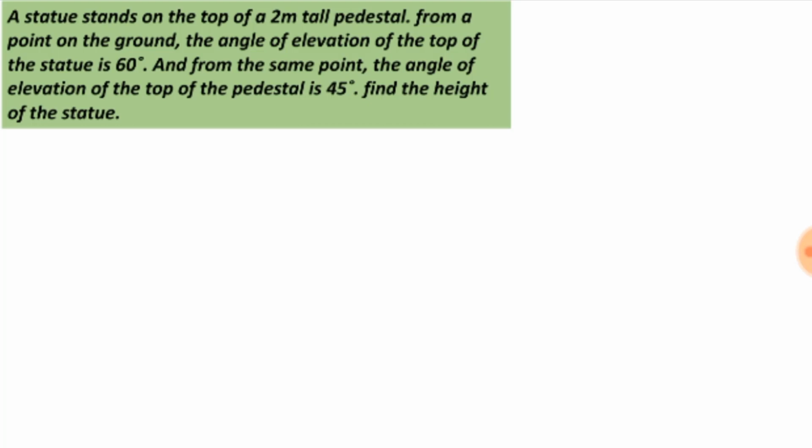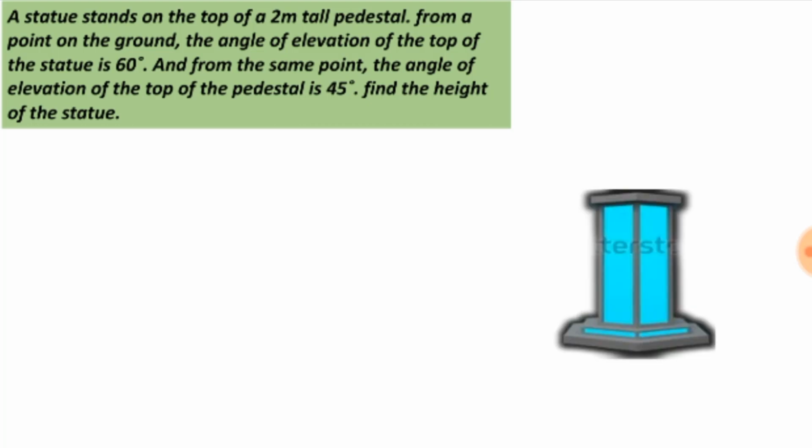Here in this problem, we are given a statue which stands on a 2-meter tall pedestal, and from a point on the ground we are observing the top of the statue with an angle of elevation of 60 degrees, and also observing the top of the pedestal from the same point with an angle of elevation of 45 degrees, and we need to find the height of the statue. Let us first visualize this problem using some pictures.